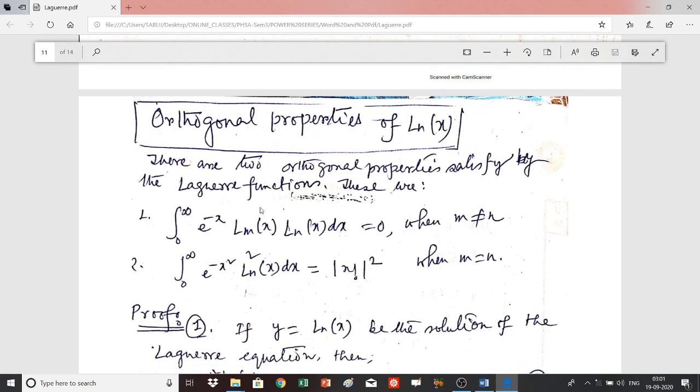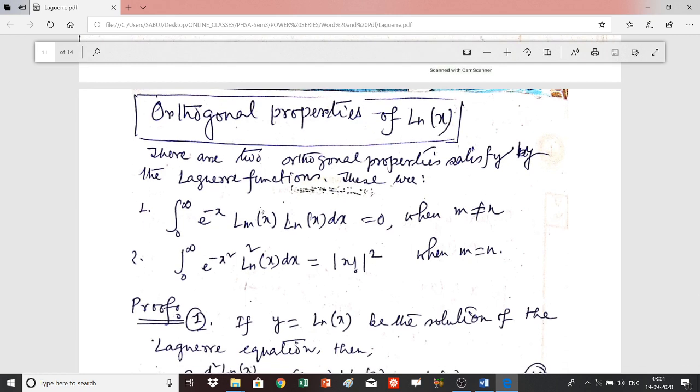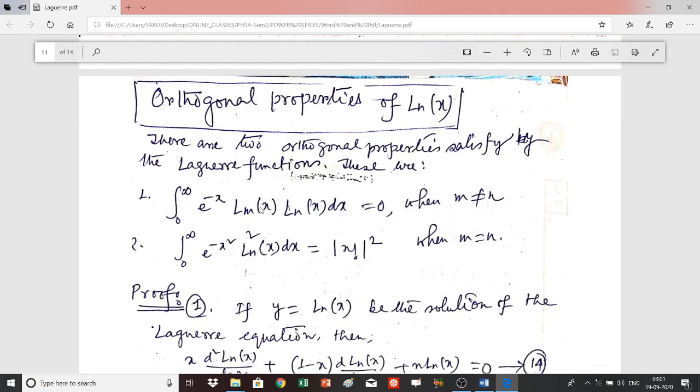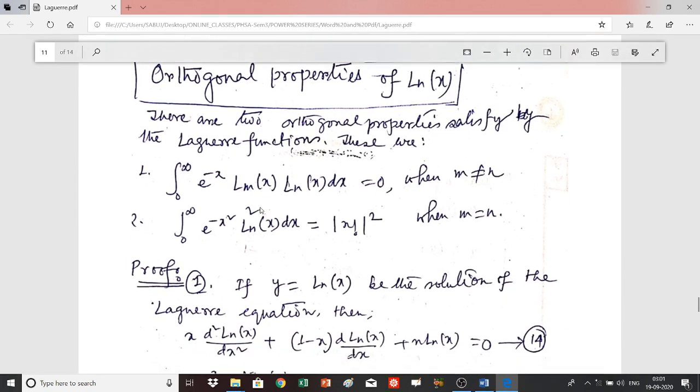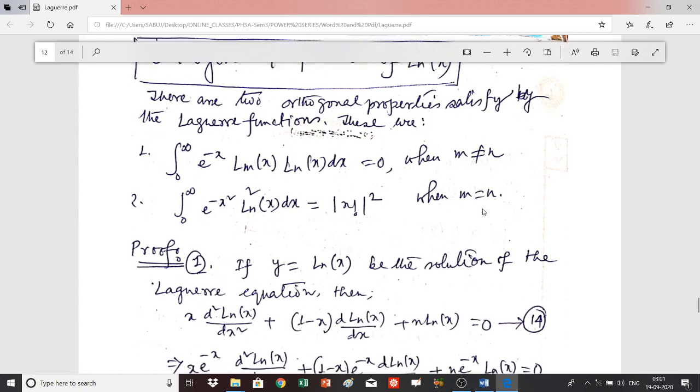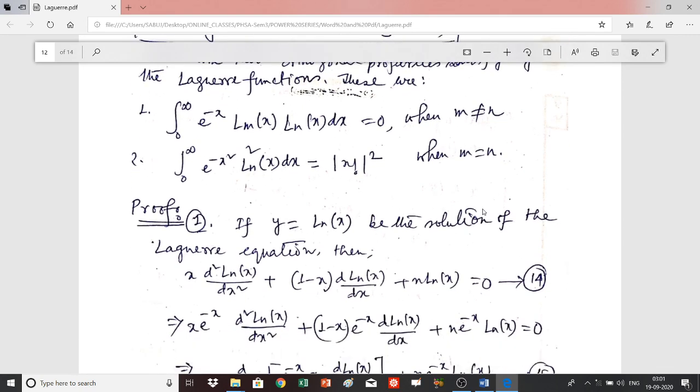In case of Laguerre polynomials, Laguerre functions, there are two orthogonal properties satisfied by the Laguerre functions, and these two properties are stated here. Number 1 is integral from 0 to infinity of e to the minus x ln x dx is equal to 0, where m is not equal to n, and number 2 is integral from 0 to infinity of e to the minus x ln square x dx, that is equal to factorial n mod whole square when m is equal to n. And we are here to prove these two orthogonal properties.